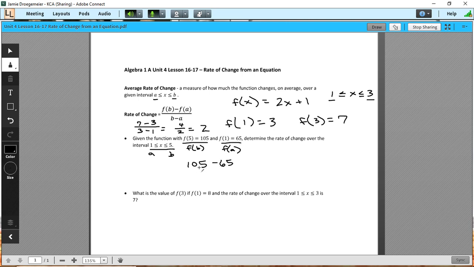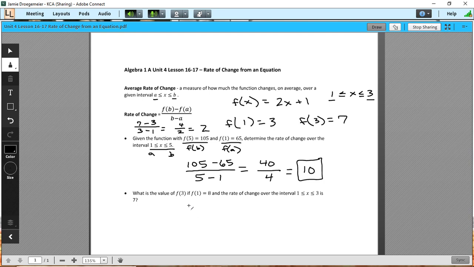So in our numerator, that's our f of B minus f of A, 105 minus 65. Our denominator, we take B minus A, so that's 5 minus 1. And now we're going to do those operations and simplify. So 105 minus 65 is 40. 5 minus 1 is 4. 40 divided by 4 is 10. So our rate of change for that function from 1 to 5 is going to be 10.